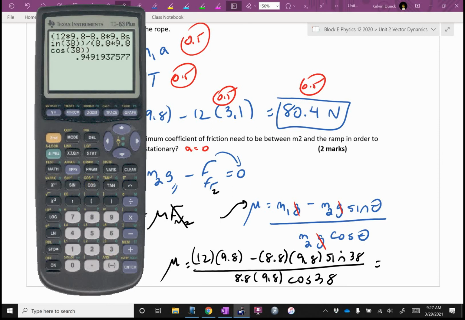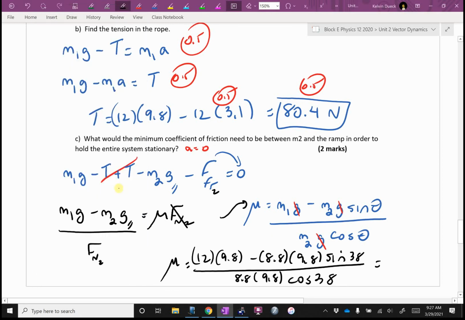Do you all get 0.947? I've got a typo. 0.949? Is that right? People are nodding? Oh, okay. So 0.95, 0.949. So you need a pretty strong coefficient of friction. Remember the units for mu, there are none. So if you got that right, 2 out of 2. Otherwise, I would give you half mark for that equation, half mark for the numbers, half mark for the answer.